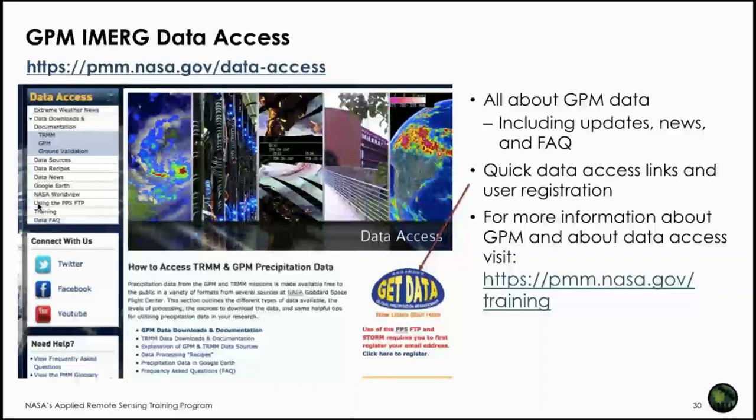And getting GPM IMERG data, this is the Precipitation Measurement Mission data access page. There is a link to get data. It quickly takes you to the IMERG page, and we will see later that once you go to the IMERG page, there are multiple ways you can download the data. And for more information and training, there is a link here where you can go to see how to access the data.